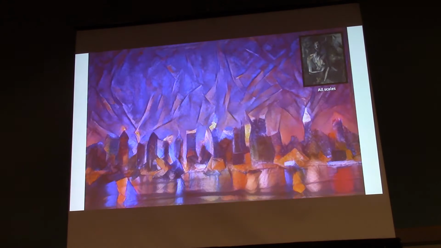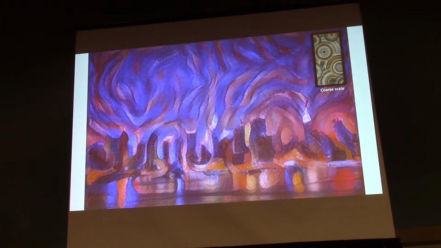So let's see what it's doing in the larger view. If you use all the scales from the Picasso image while preserving the color, you get this result. But if you use at the coarse level these round patterns, you get this kind of result that has the original brush strokes of Picasso, but these more rounder shapes.